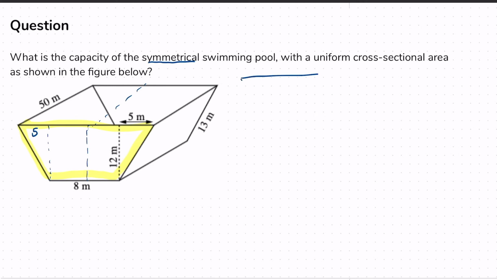Well, if I look just at the cross-section, I've got 8 down here. I've got 5 plus 8 plus 5, which is equal to 18. So what is the capacity? Or how much could we fit in this pool? The volume of the trapezoidal prism is equal to the area of the trapezium times the length. How much are we extending it?